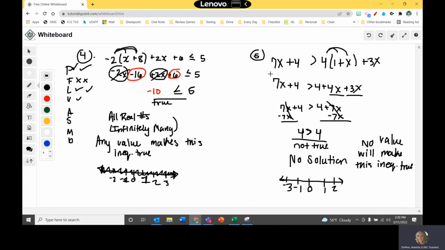So I hope this helps you guys review solving 1, 2, and multi-step inequalities.